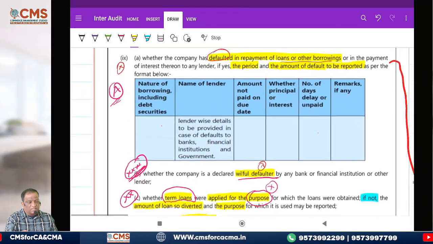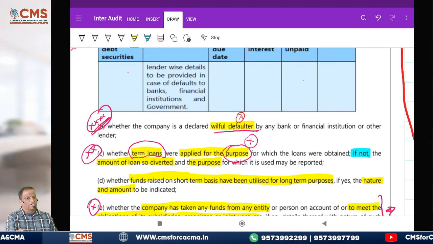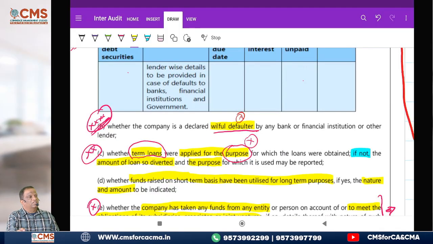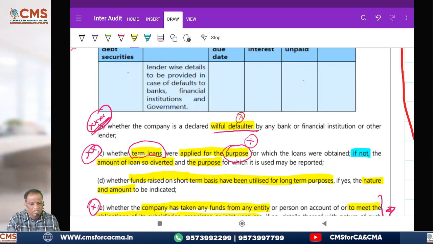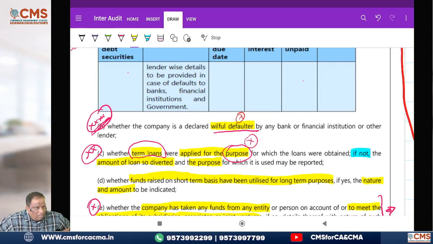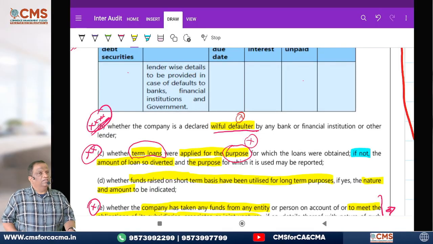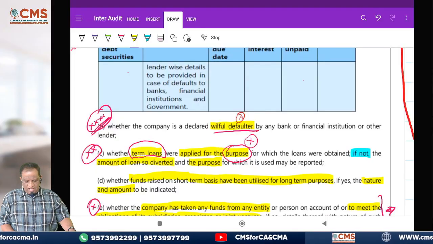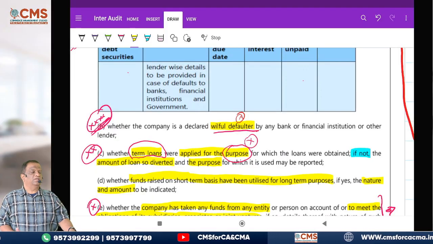Then in this 9th point, B and C are also most important. C is a traditional one, but B is the most important. Take three stars to it and mark it as a category if it is not taken. Willful defaulter, underline that word and become familiar. In case the company has been declared a willful defaulter by any bank or financial institution or any other lender, then the auditor has to disclose it.